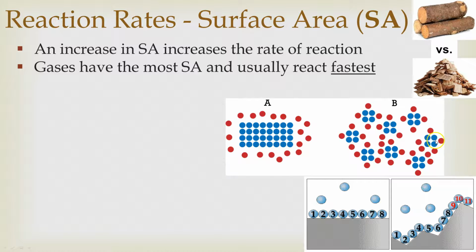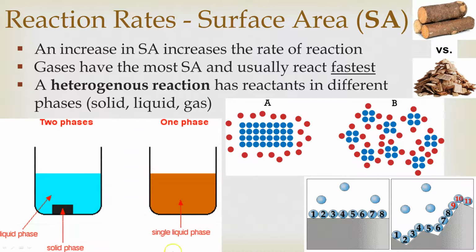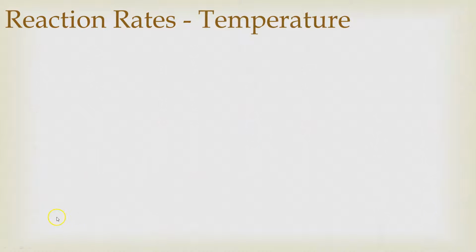Very quick reaction because a lot of surface area is exposed. When we're talking about something like a heterogeneous reaction, that is something that has reactants in different phases, like a solid, a liquid, or a gas, where one's solid, where one's liquid. We talked about homogeneous before. This would be heterogeneous. Something's in liquid, something's in solid. And only the stuff that's exposed to the outside can actually react. So the more of that there is, the quicker reaction we have.